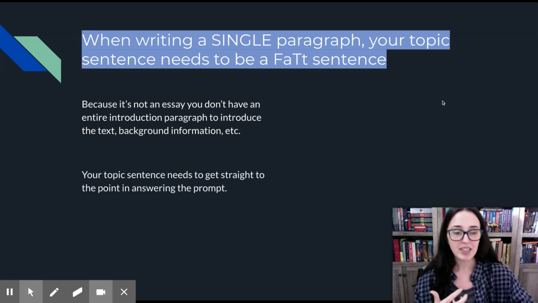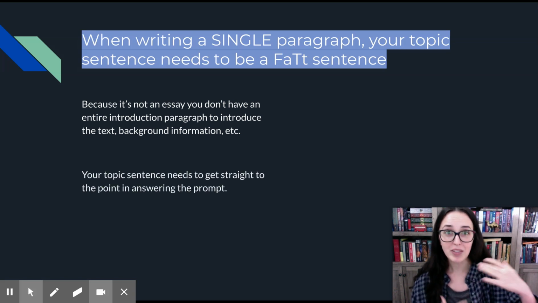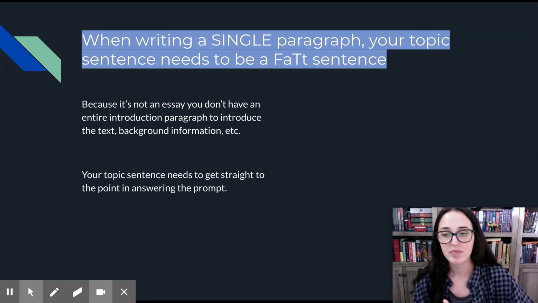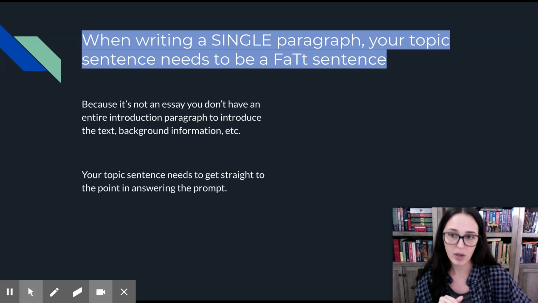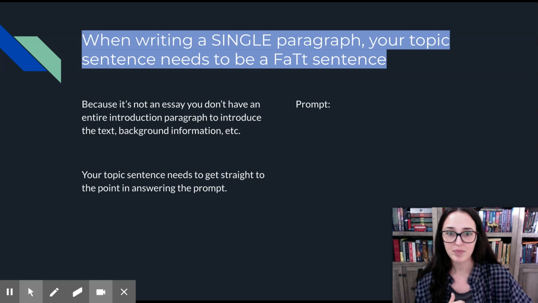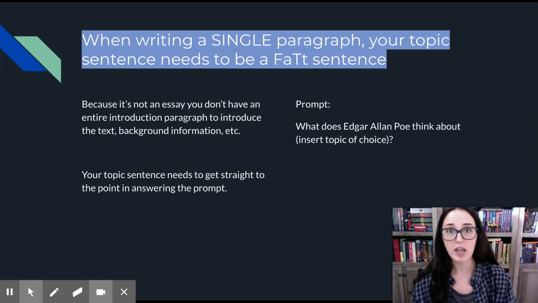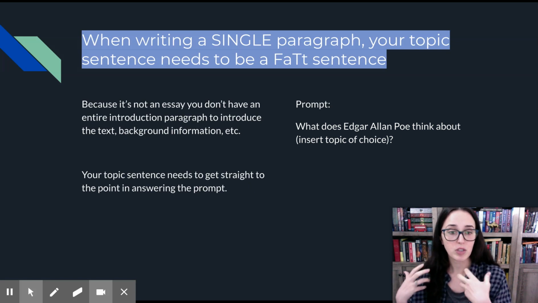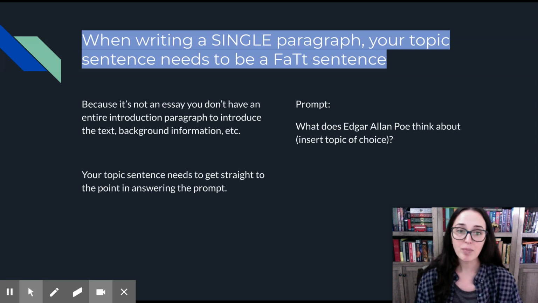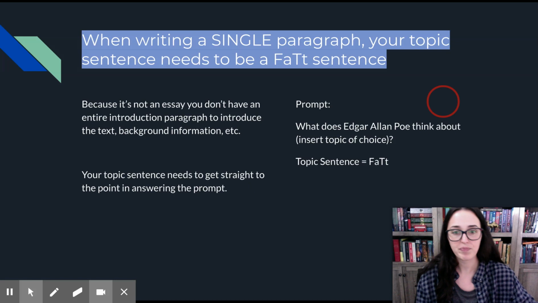And again, your topic sentence, because you don't have as much time as you would in an essay, needs to get straight to the point of what you're proving. Don't waste time with fluffy words, right? Just straight to the point. Tell me exactly how you're answering the prompt and what you're going to be proving with your evidence. So the prompt for this upcoming one is, what does Edgar Allan Poe think about deceit, if that's what your strongest thematic statement and evidence is, or what does Edgar Allan Poe think about revenge?